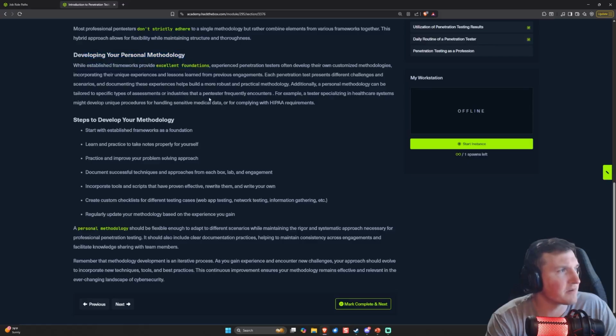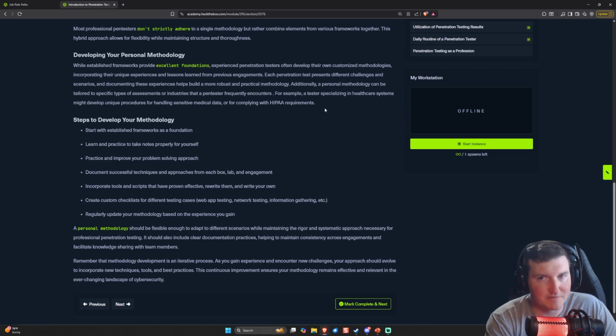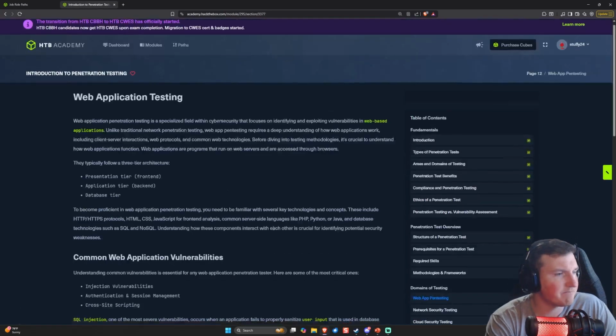Exactly. Here you go. Developing your personal methodology. So you need to have your own methodology. An example they use here is specializing in healthcare systems. They specifically have a methodology for HIPAA requirements. That's something that you should start looking into if you're going to be working in a certain industry, or you're already working in an industry, etc. Those are things to keep in mind.